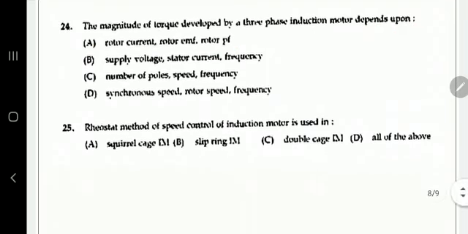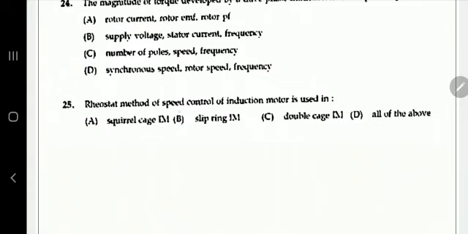Let's move on to the next question, question number 25. The rheostat method of speed control of an induction motor is used? This rheostatic method is mainly used for slip ring induction motors. The answer for this question is option B. Why? Because external resistance can be connected only in the case of slip ring induction motors. In squirrel cage induction motors, the rotor is already closed using end rings, so no external circuit can be connected. So this speed control method is used for slip ring induction motors.